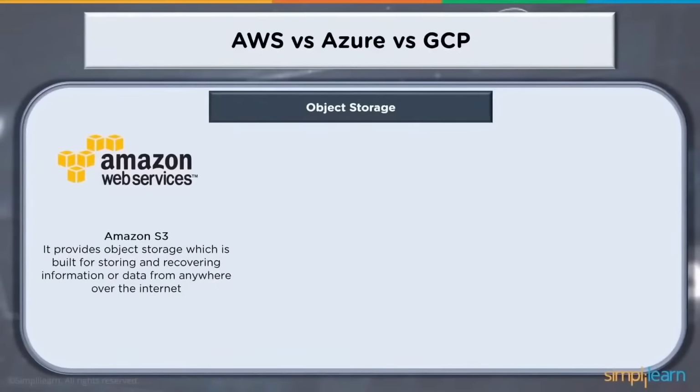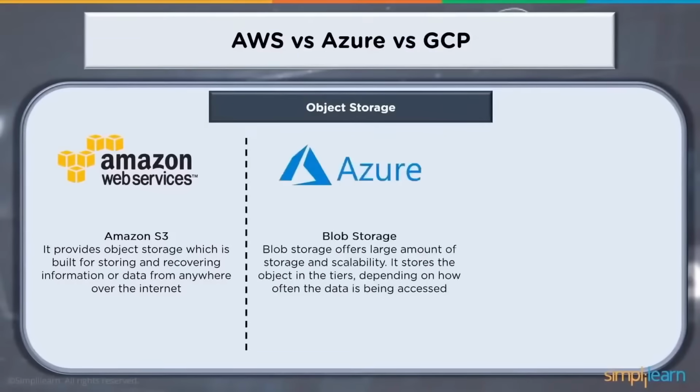It provides object storage, which is built for storing and recovering information or data from anywhere over the internet. Azure comes up with Blob Storage, that is binary large objects storage, which offers a large amount of storage and scalability. It stores the object in tiers depending on how often the data is being accessed. Now the same thing applies to even S3, which is from Amazon.